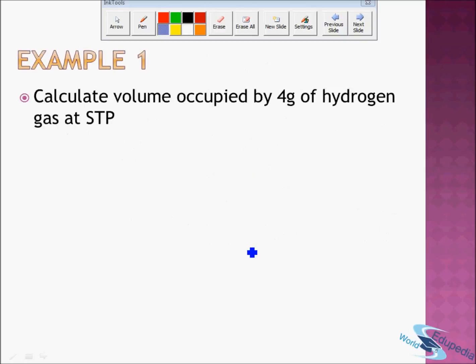Let's see the first example. The first question says you have to calculate the volume occupied by 4 gram of hydrogen gas at STP. I have to calculate volume, and I have been given mass. Until now, we have not studied any relation between volume and mass. What I have studied is a relation between moles and volume. I know that n is equal to V by 22.4 liter at STP, and the condition given in the question is STP. So I can say n is equal to V by 22.4.